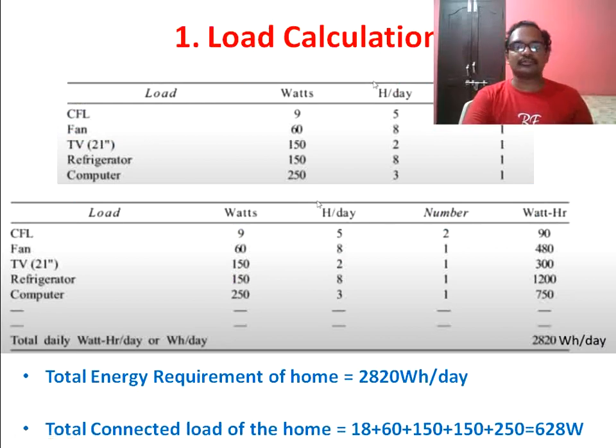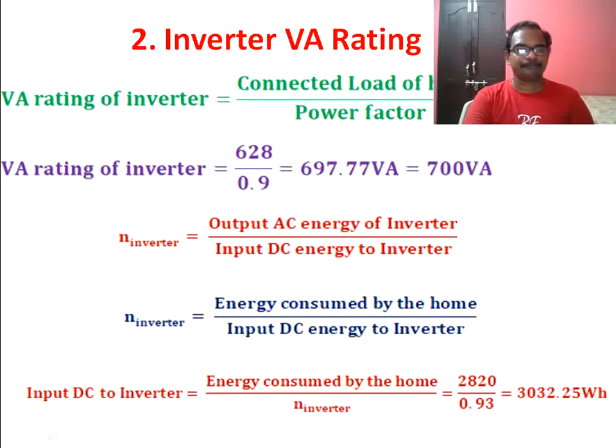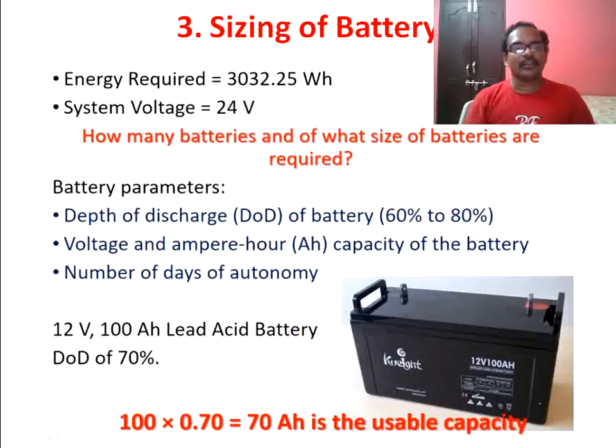Battery voltage is 12 volts, but the system voltage is 24 volts. Right, so input to the inverter is 24 volts. So the system voltage is 24 volts. So energy required is 3032.25 watt hours. Battery energy requirement. And the system voltage is 24 volts. Now the question is how many batteries and of what size of batteries are required. In order to calculate that, we need to go through different battery parameters.